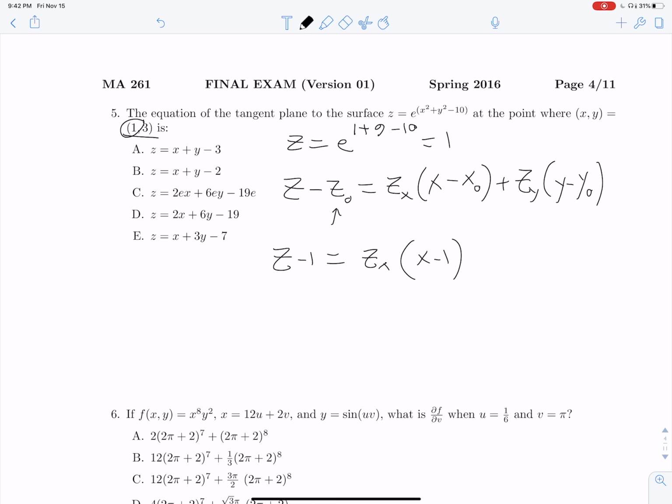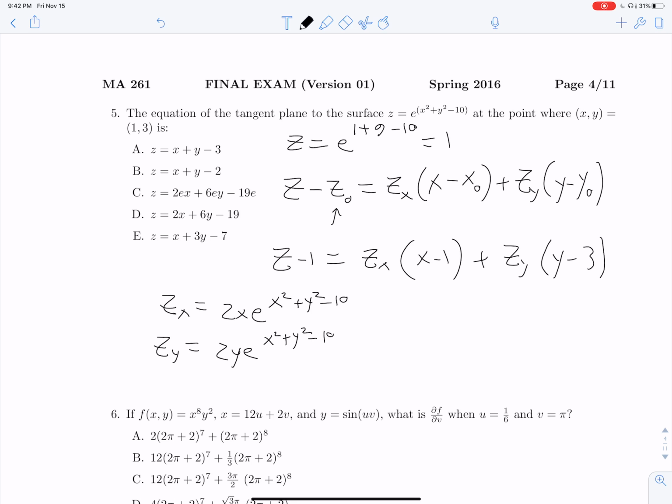z_x minus 1 plus z_y, y minus 3, because that's our other piece of our ordered pair. Okay, so z_x is just going to be our partial derivative with respect to x, which is going to be 2x e to the x squared plus y squared minus 10, whereas z_y is going to be 2y e to the x squared plus y squared minus 10. We know that all of these e to the x squared plus y squared minus 10s are going to be equal to 1, and so 2x, where x is equal to 1, is just 2, and this whole thing is just equal to 2, whereas this whole thing will just be equal to 6.